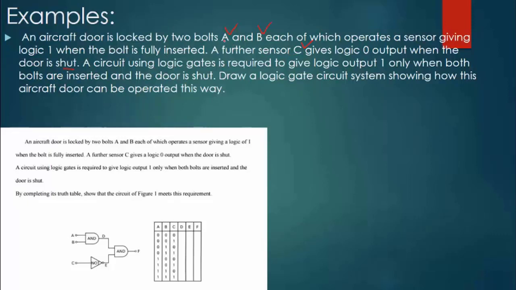Okay, so we have how many inputs? We have 1, 2 and 3 inputs when the door is shut. Okay, so we have input za bolt na input za kushut door. Okay, so we have three inputs.